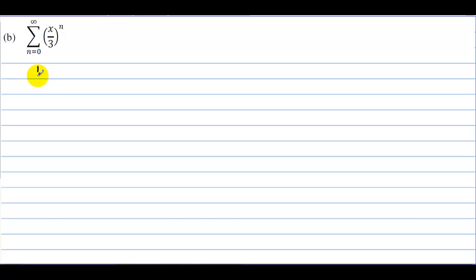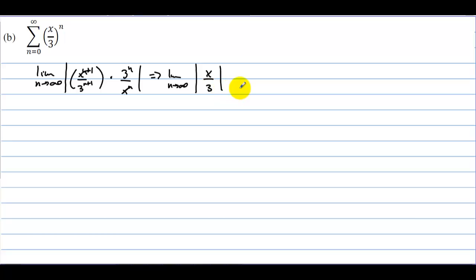Let's look at letter B. We have the limit as n approaches infinity of the absolute value of x to the n plus 1 over 3 to the n plus 1, and then times, let's multiply by the reciprocal, 3 to the n over x to the n. And we have the limit as n approaches infinity of the absolute value of, we have one extra x on top, and we have one extra 3 in the denominator.